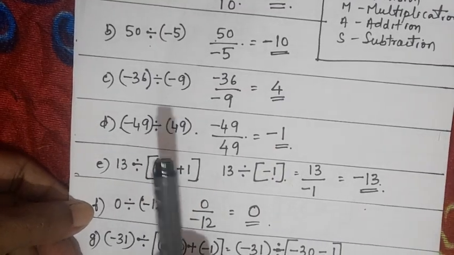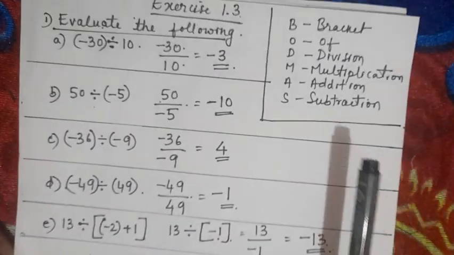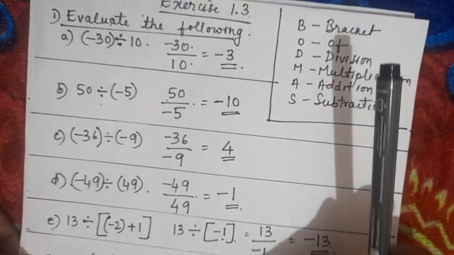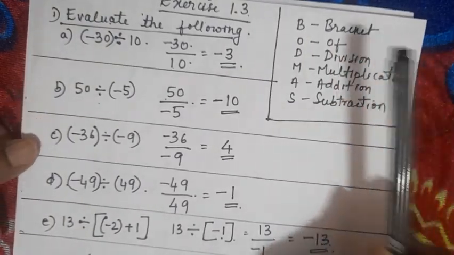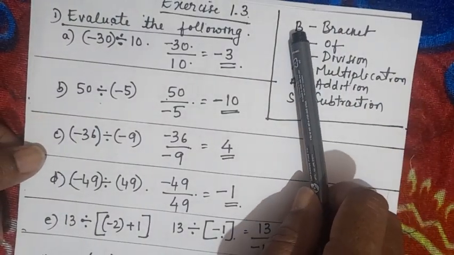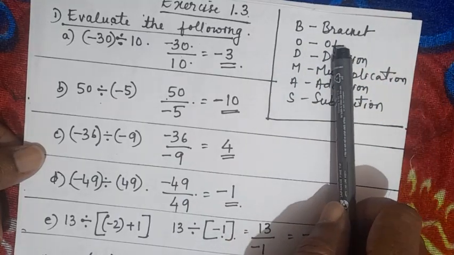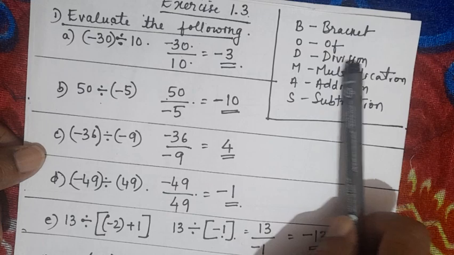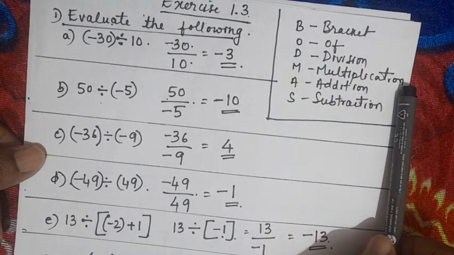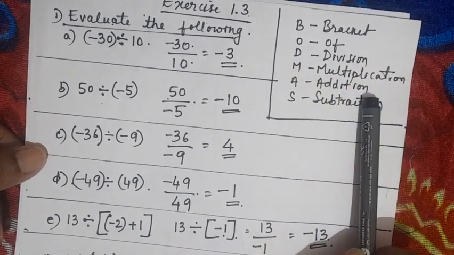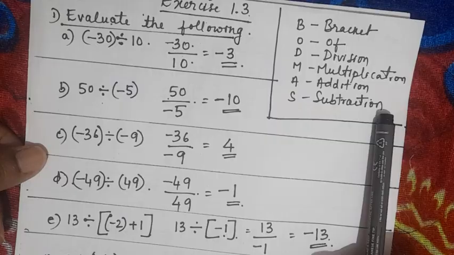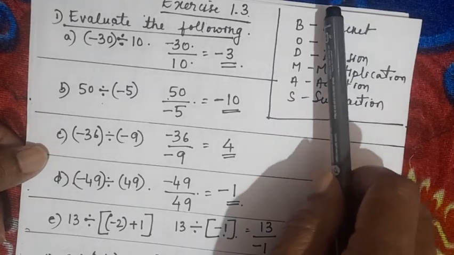Before solving the next question, we should know the BODMAS rule. What does the BODMAS rule say? First we have to solve the B, that is bracket. Then O is of. Then D is division. M is multiplication. A is addition. S is subtraction. In the same way, you have to follow these rules.